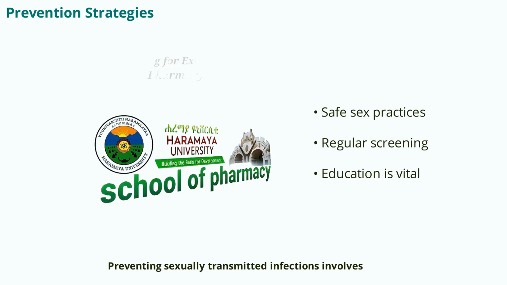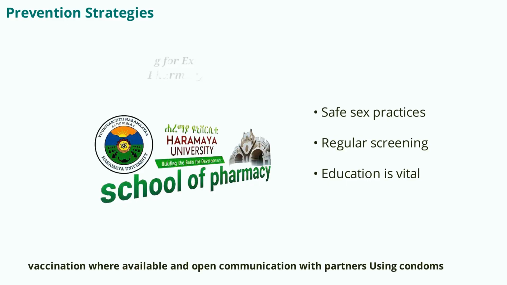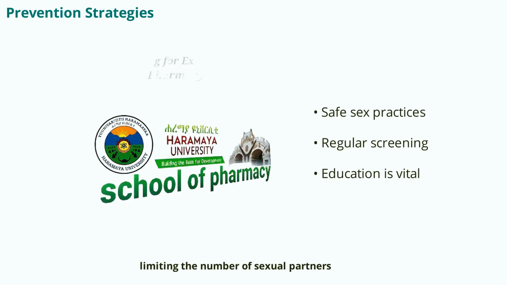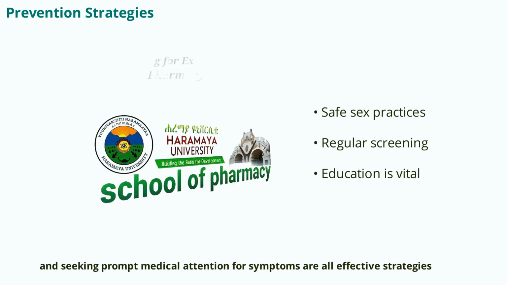Preventing sexually transmitted infections involves a combination of safe sexual practices, regular screening, vaccination where available, and open communication with partners. Using condoms, limiting the number of sexual partners, and seeking prompt medical attention for symptoms are all effective strategies. Education and awareness are key to reducing the spread of STIs.